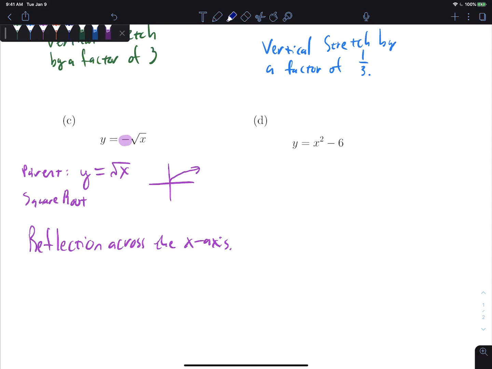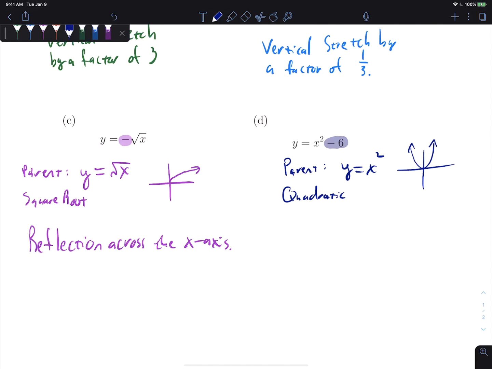Now for letter D. Y equals x squared minus 6. Notice that this minus 6 is over here by itself. It's not affecting the x, so this is something that affects the y value. This tells us that the parent function, first of all, is y equals x squared. Again, this is the quadratic, and the graph of the parent function looks something like that.